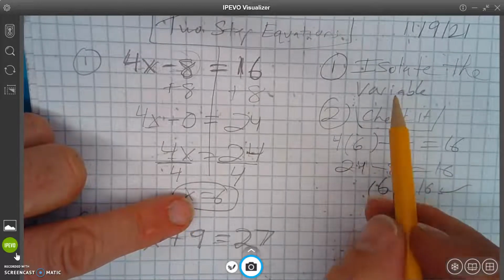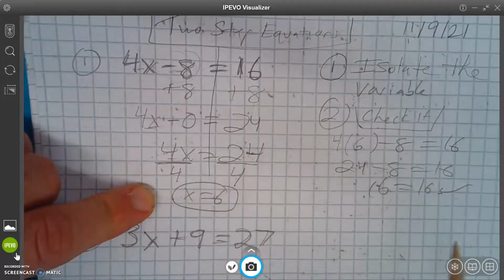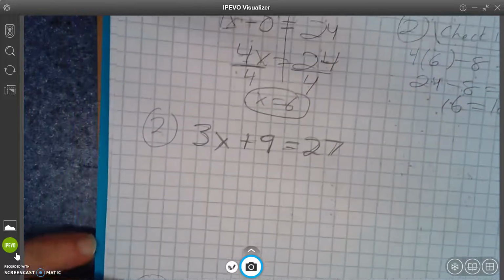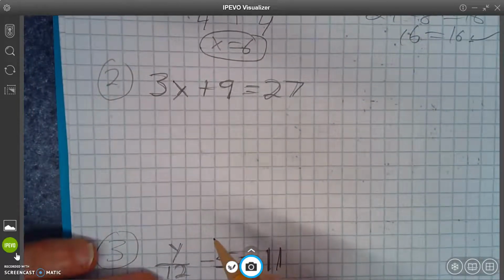Got it. So I isolated the variable, got x is 6, plugged in 6, checked it. Got it. Excellent. Okay, let's try the next one. 3x plus 9 equals 27. Write it down in your notes. Give it a shot. Go.